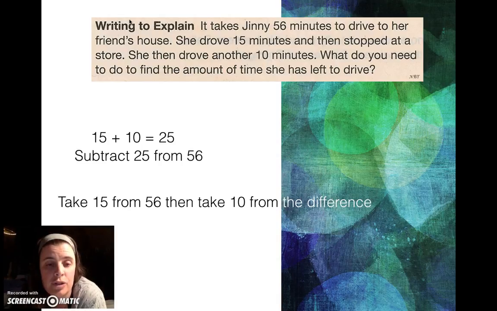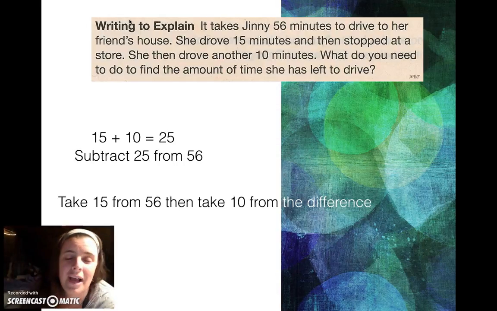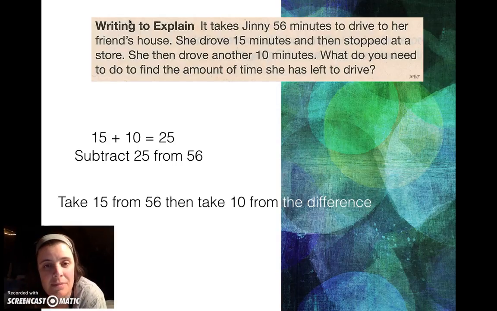There were other students who said you need to take 15 from 56 and then take 10 from that difference. And guess what? That's right too. You can subtract 15 and 10 one at a time from 56, or you can add them together and subtract the sum. Either way it works. I wasn't asking for an answer. I was asking for how you would find the answer. But for those of you who are kind of like me and want to know that your answer is right, if you said 31 minutes, yes, that's how long she has left to drive. So good on you.